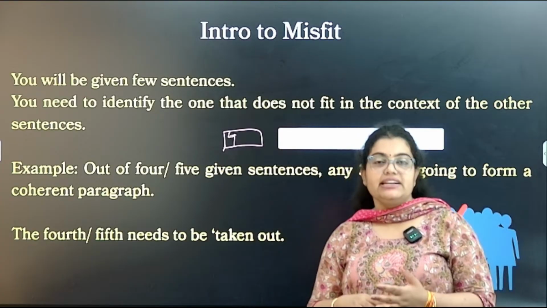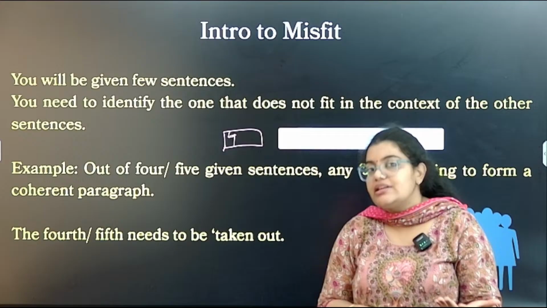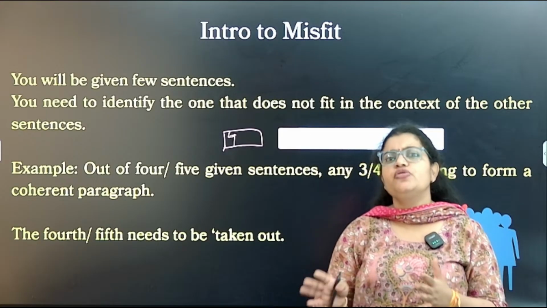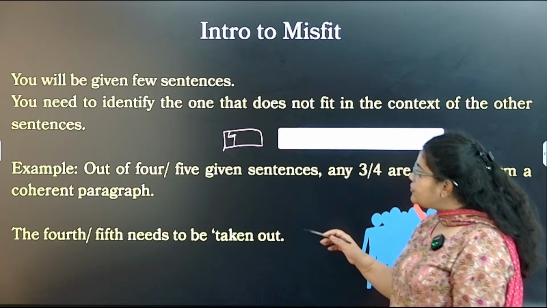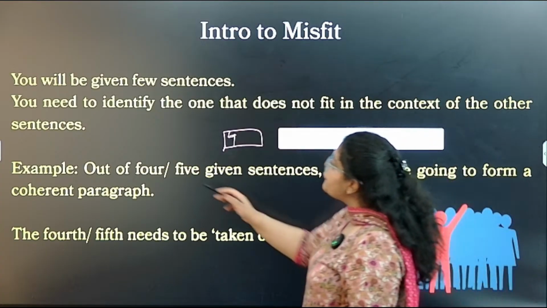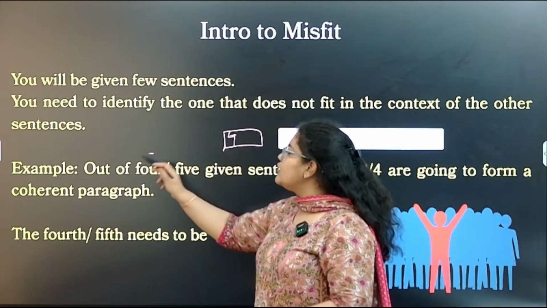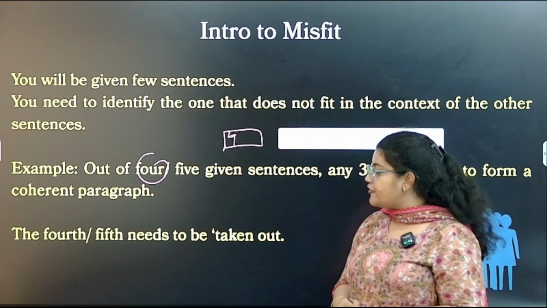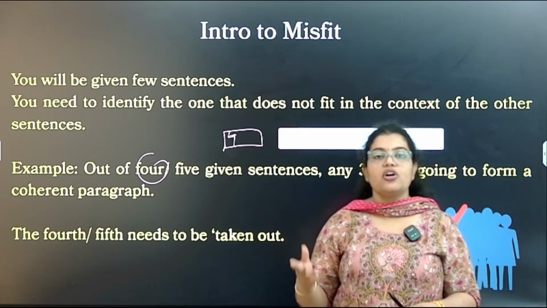The more the number of sentences, sometimes it can create confusion, and sometimes it can be easy to figure out too, right? As of now, the trend is that CAT is giving you 5 sentences, but it can also give you 4 sentences. So you should hope for the best and prepare for the worst, right? So this is what odd one out is.